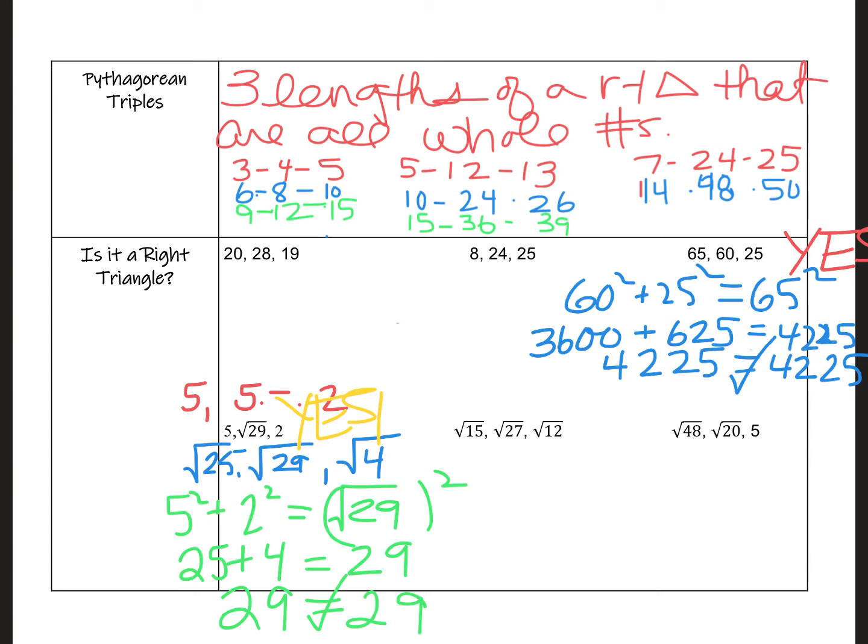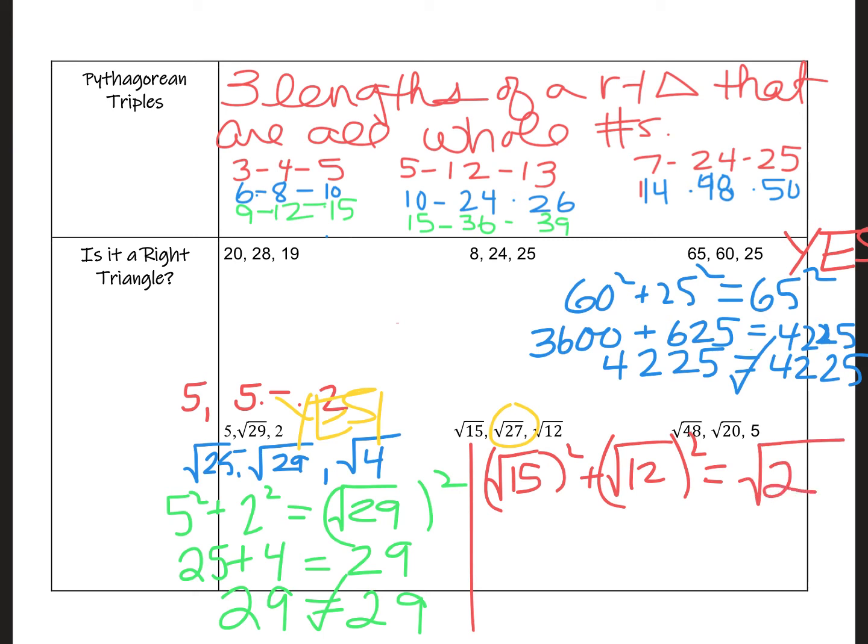All right, the next one, they're all radicals. We don't really have to do any changing because they're all radicals. So when I look at these 3 numbers, radical 15, radical 27, radical 12, I can be assured that radical 27 is the biggest one. That's definitely going to be my biggest one. I can put it in for C in my formula. So I've got the square root of 15 squared plus the square root of 12 squared. And we want to see if that's going to equal the square root of 27 squared. Again, those square roots in the squares just cancel out. So this leaves me with 15 plus 12 equals 27. And it works.